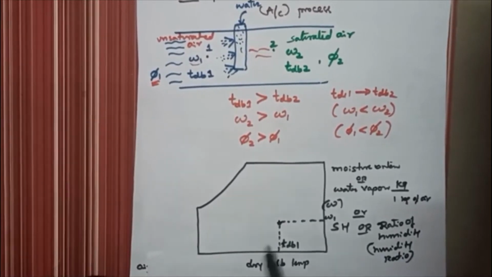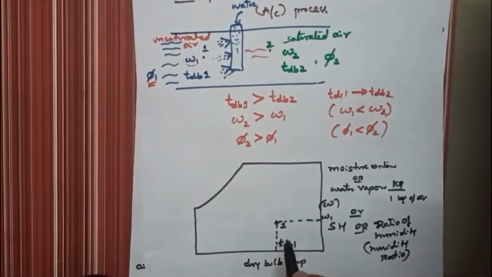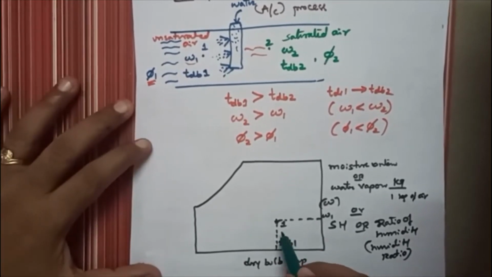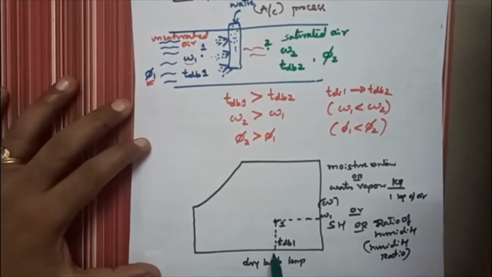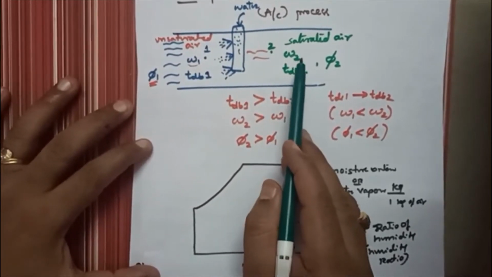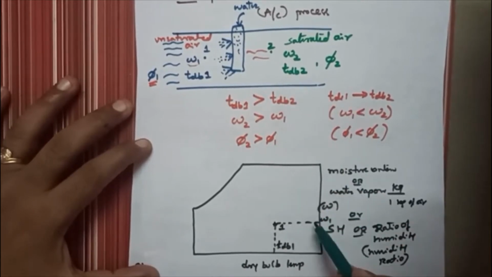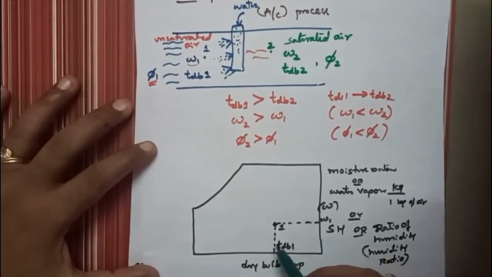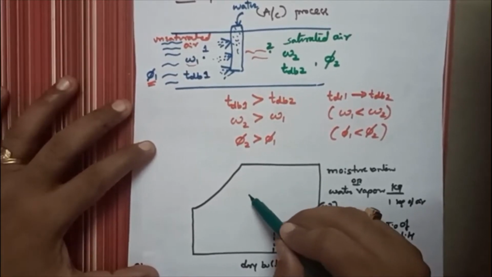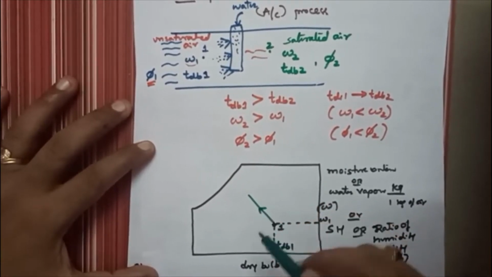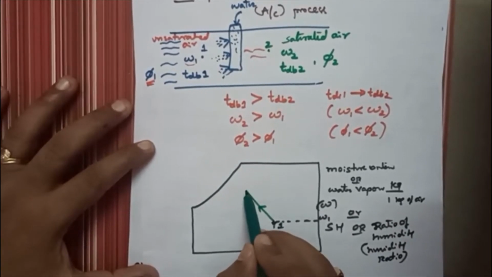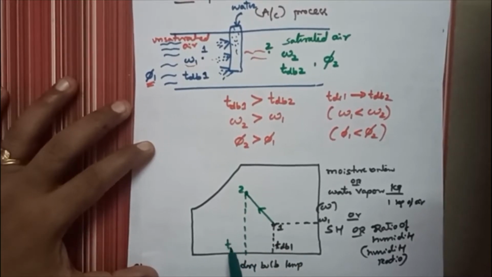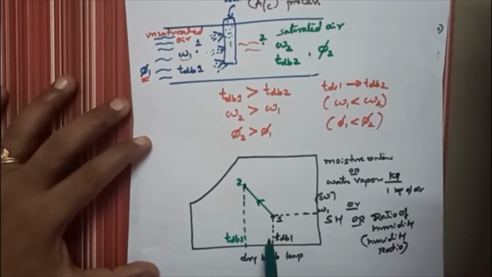Now the process goes from point 1 to point 2. During this process cooling takes place, so the temperature at point number 2 should decrease and the moisture content should increase. You have to draw it in such a way that both happen. This is point number 2, the new dry bulb temperature at point number 2. Here the temperature decreases.